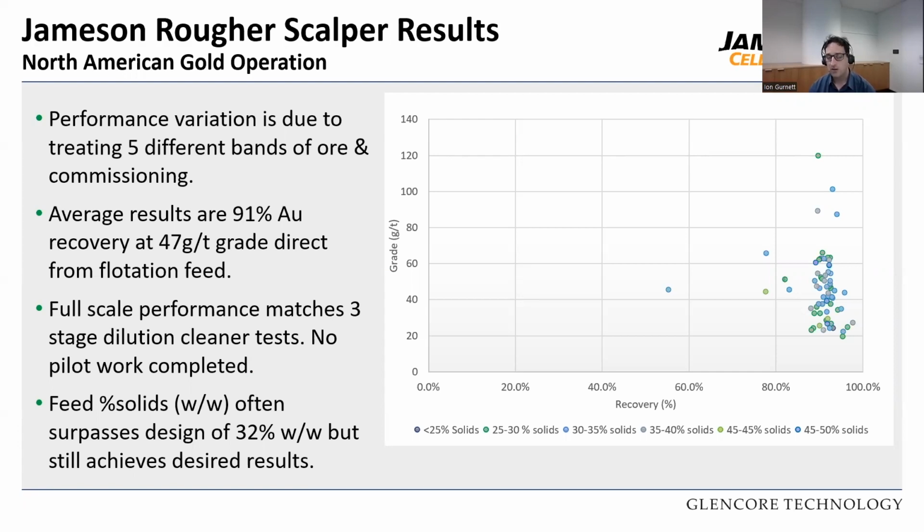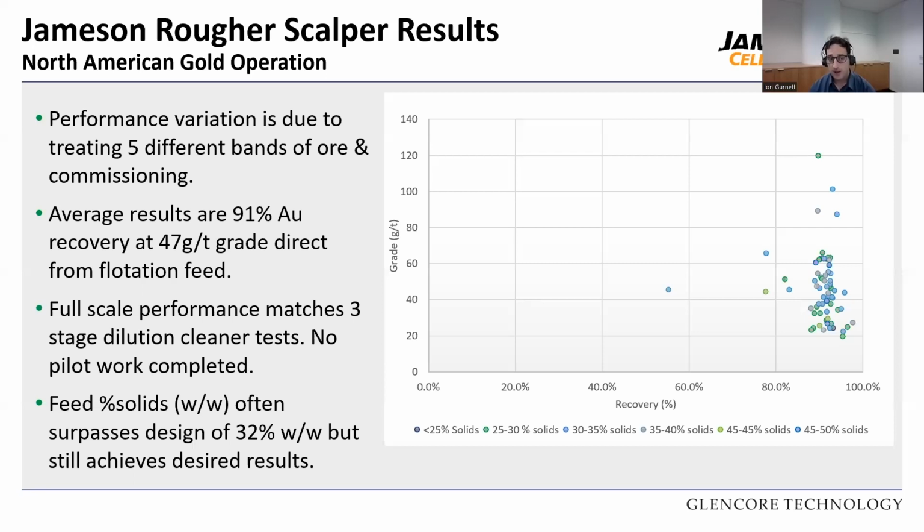So as you can imagine, you turn the single cell on and you've recovered 90% of your gold recovery in this one Jameson cell at grade. So that's really, really exciting. It matched the full scale performance to the 3-stage dilution cleaning test. We didn't do any pilot work. So that's on the basis of how they proceeded.